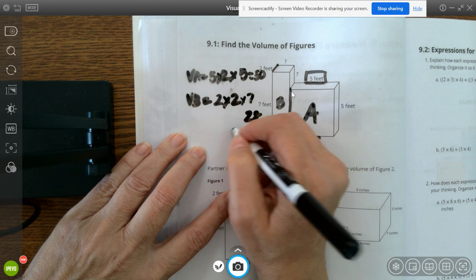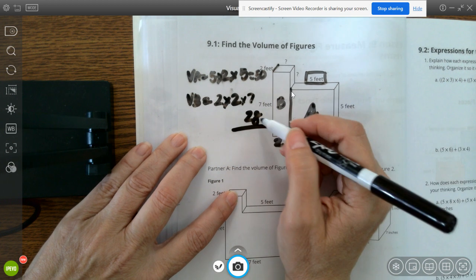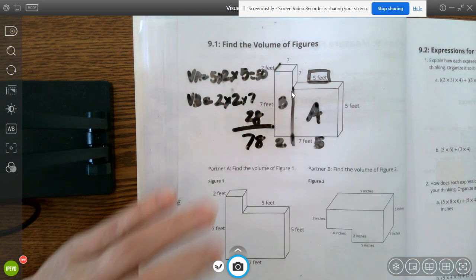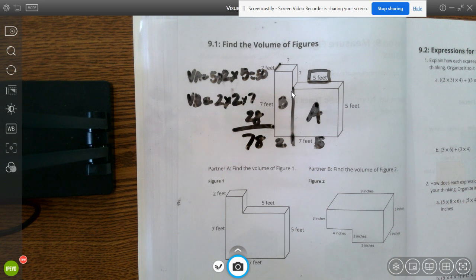If you notice, I'm going to add those two, and they both equaled the same amount. Because it doesn't matter how you cut it, you're going to have the same amount. I'm going to pause it for a minute to answer questions.